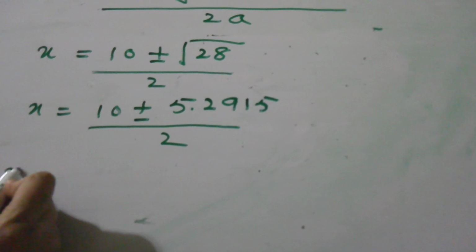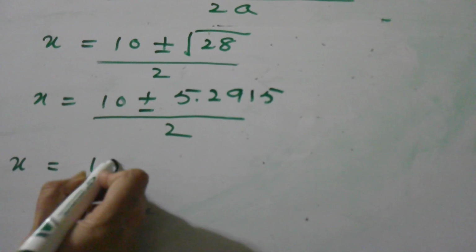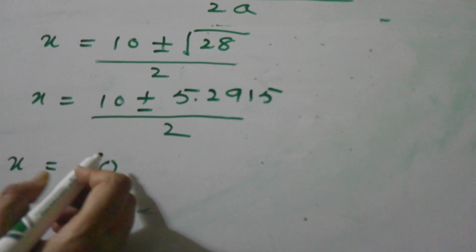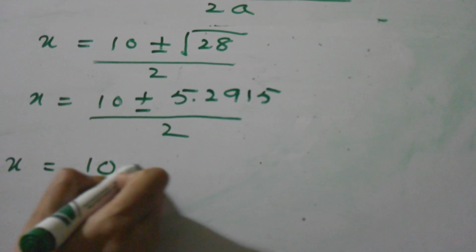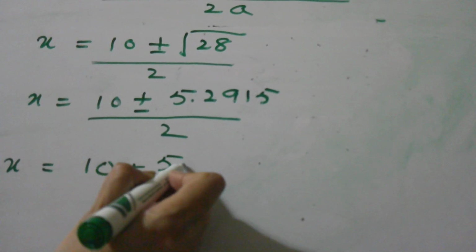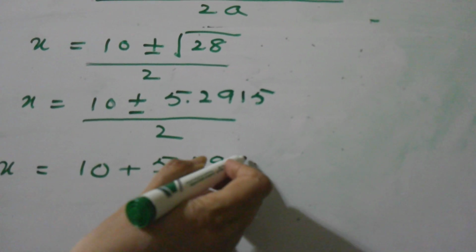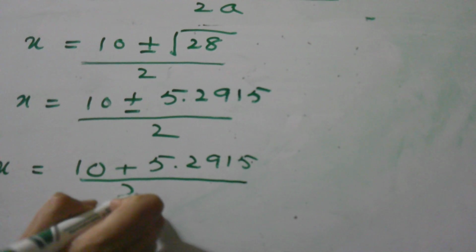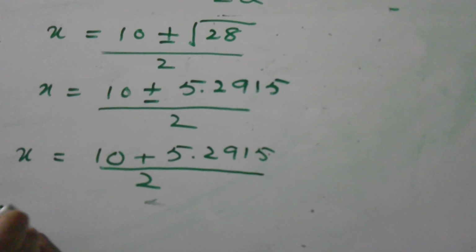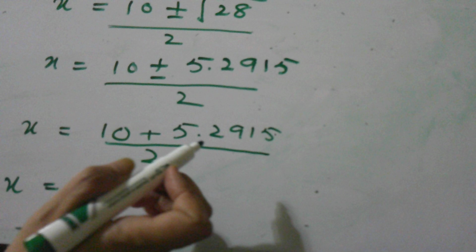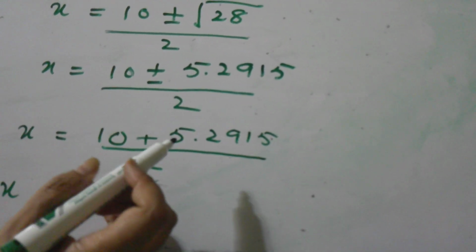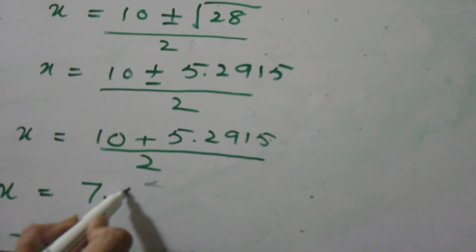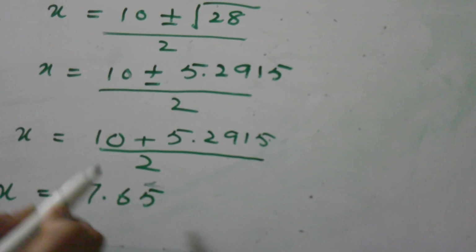So x is equal to (10 ± 5.2915) / 2. There should be two answers, one with the plus sign and one with the minus sign. First, with plus: using the calculator, add 10 plus 5.29 and divide by 2, so the answer will be 7.65. This is the answer with the plus sign.